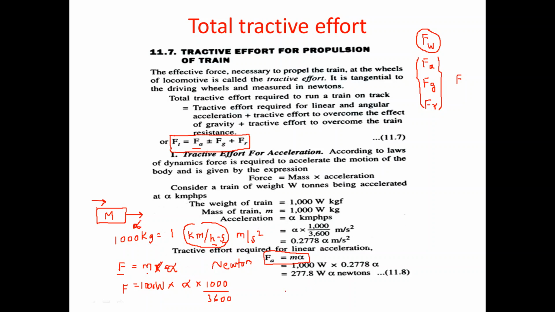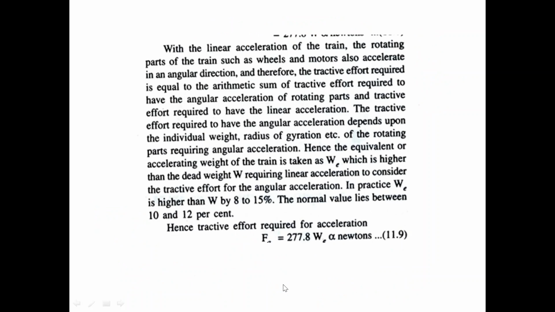If you use all these, finally we get the equation Fa equals 277.8 W alpha, where W is the weight of the train in tons, and we have to remember these units. Alpha is the acceleration at which we want to move the train, and its unit is kilometer per hour per second. This is the equation to find the force required for acceleration.